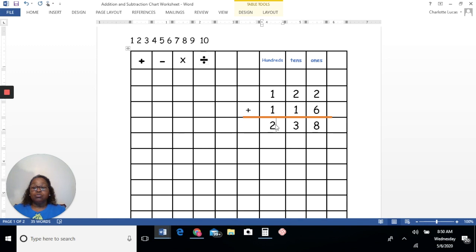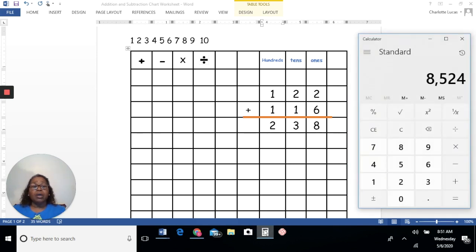238. We got 238. Now, I told you we were going to use a calculator. We use our calculator, but we do not use it to find the answer when we're trying to solve problems. Make sure that you're processing correctly by knowing how to do this operation yourself. And then if you want to check the answer, we use a calculator. So that's why I'm using our calculator.